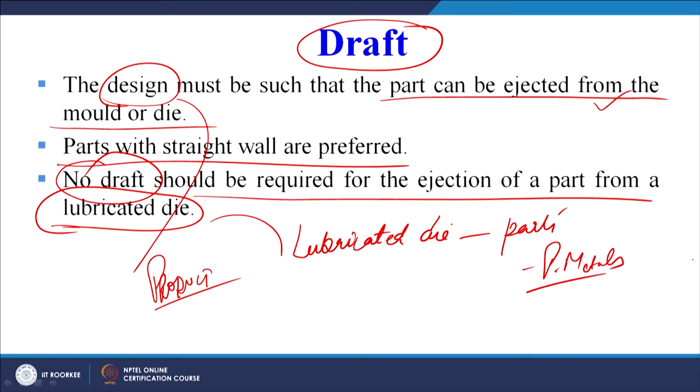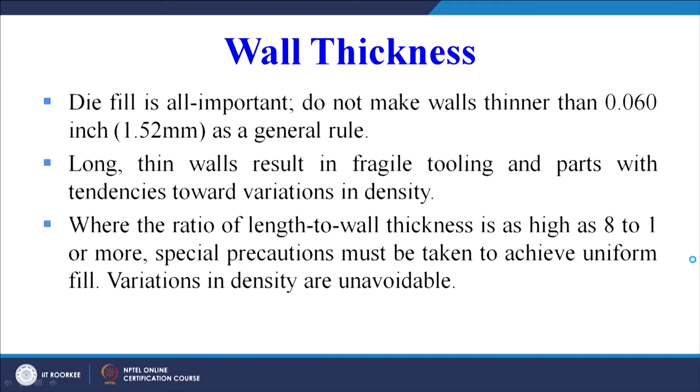So basically we can see that draft is an essential requirement in case of parts made in metals as well as in plastics, but in case of powder metallurgy we can make straight parts, the only condition being that a lubricated die must be there. Then coming to the wall thickness, which is very important in most product design guidelines for metals and polymers, we have seen that the injection molding process for plastic parts can produce parts with very low wall thickness, and thin wall parts can be easily made.